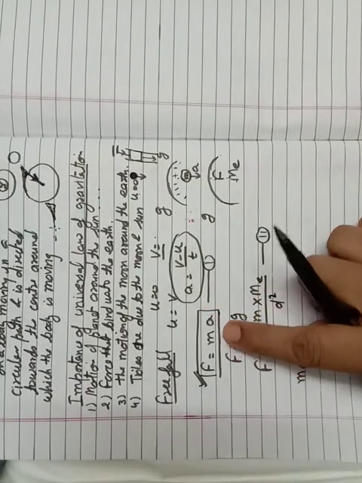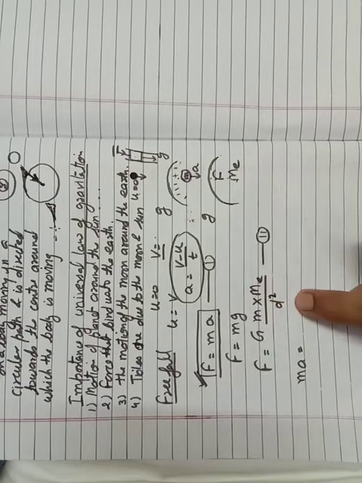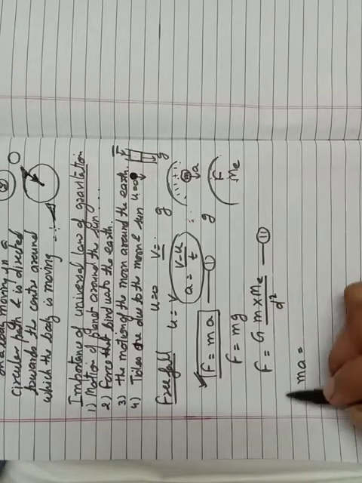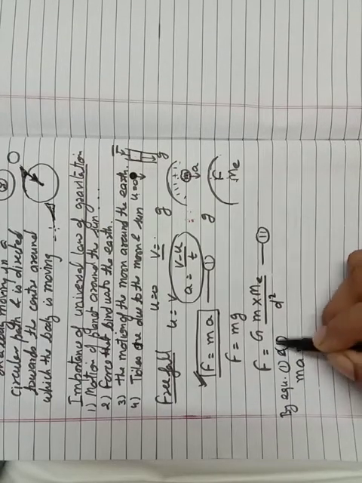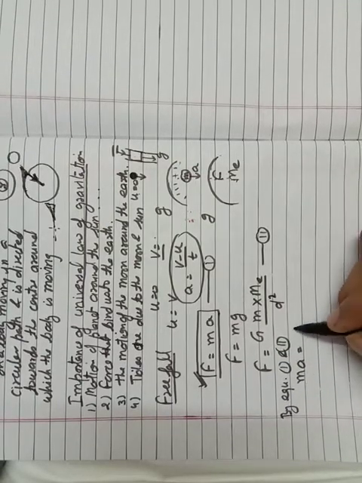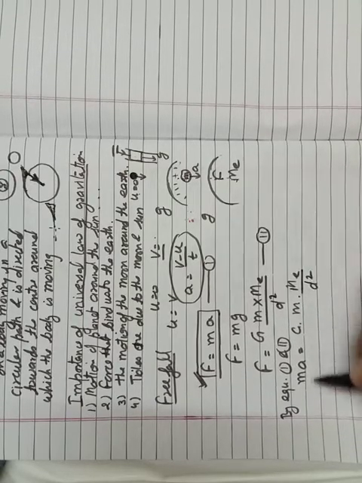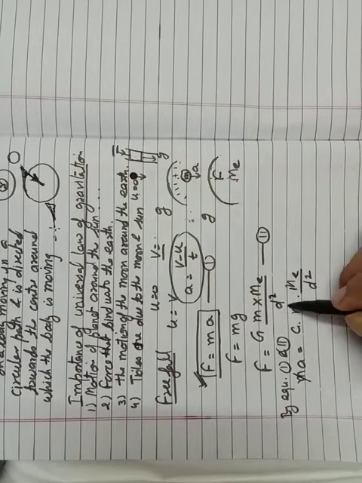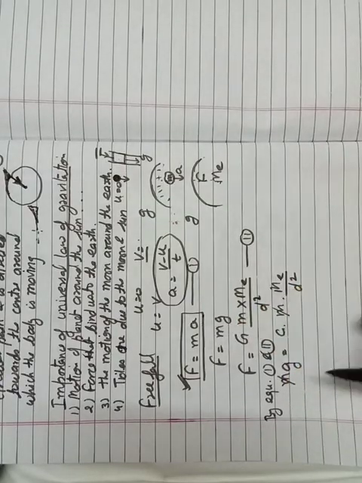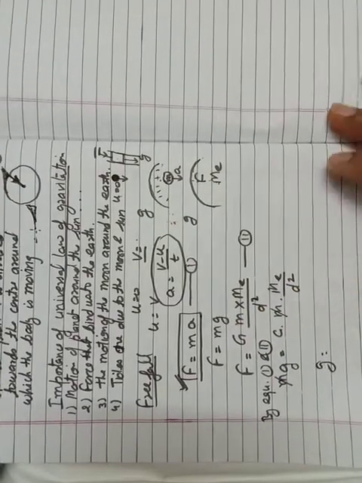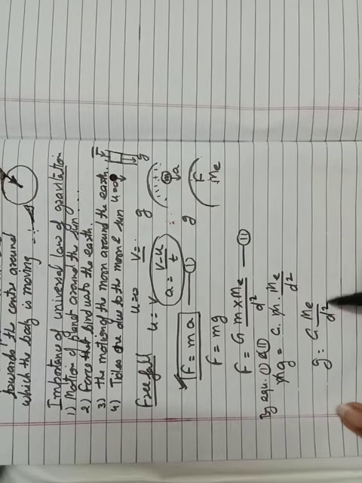The force is equal to m into a, and the force is also equal to G m1 me upon d square. So, according to the first and second equations, we found that m a is equal to G m me upon d square. We can cancel m from both sides, and here it should be g, not a. Now g is equal to G me upon d square.